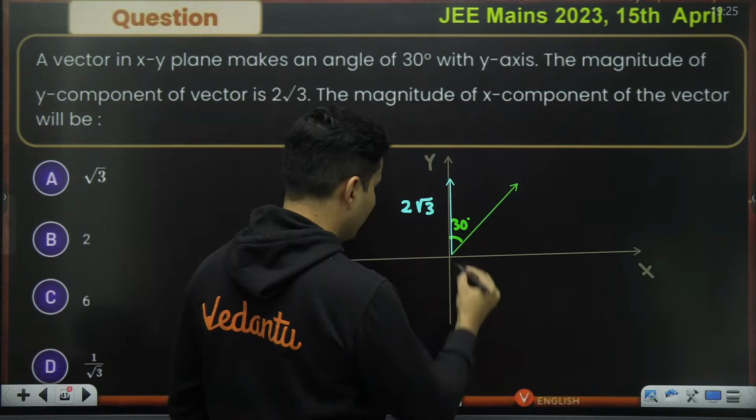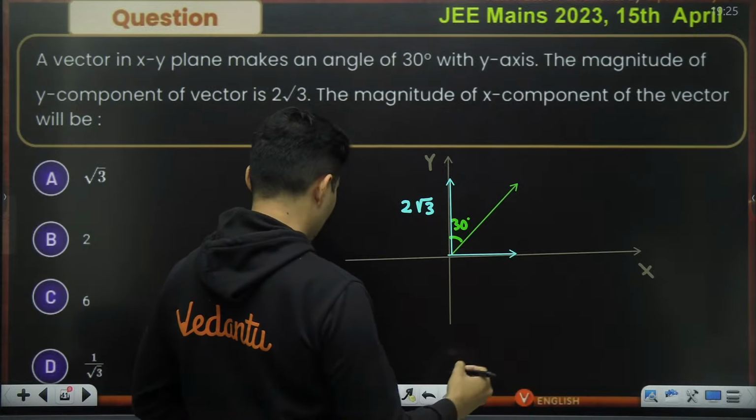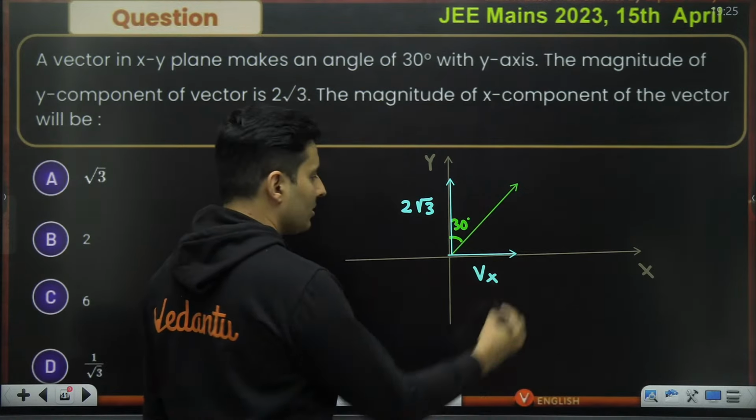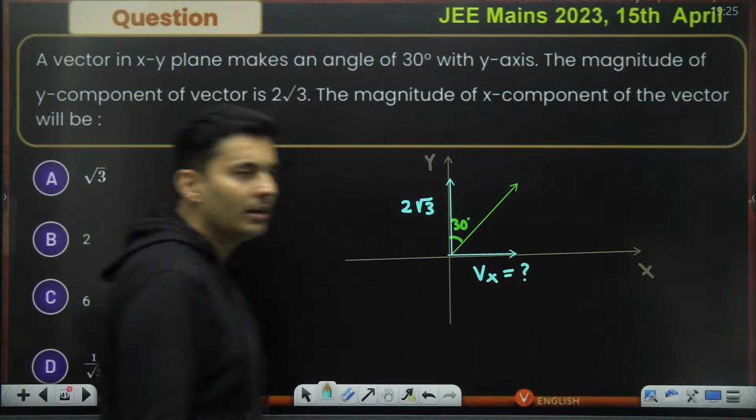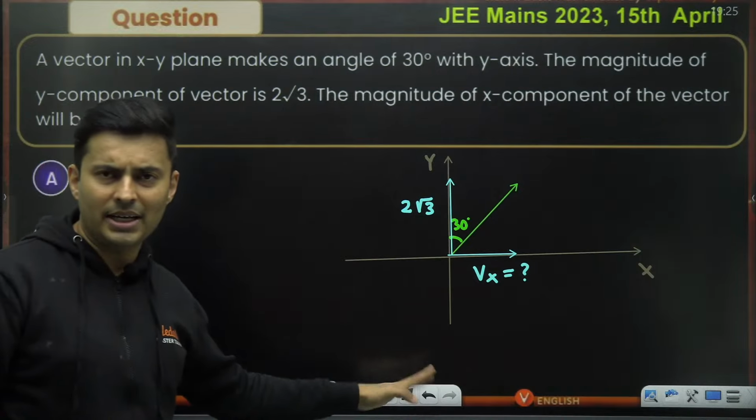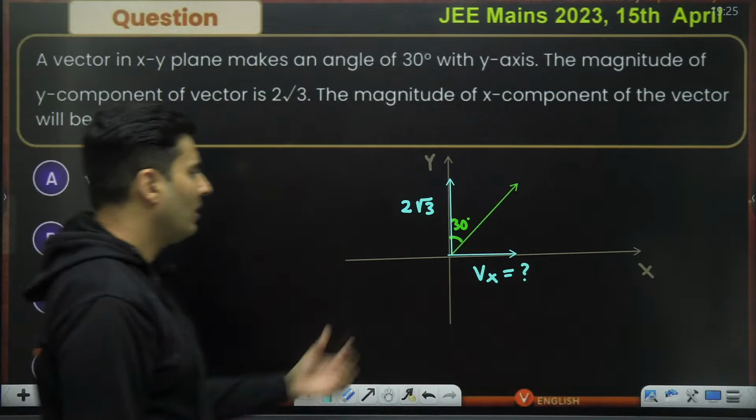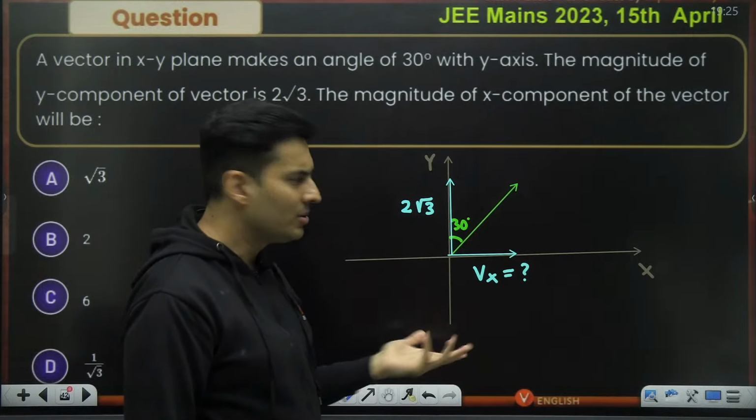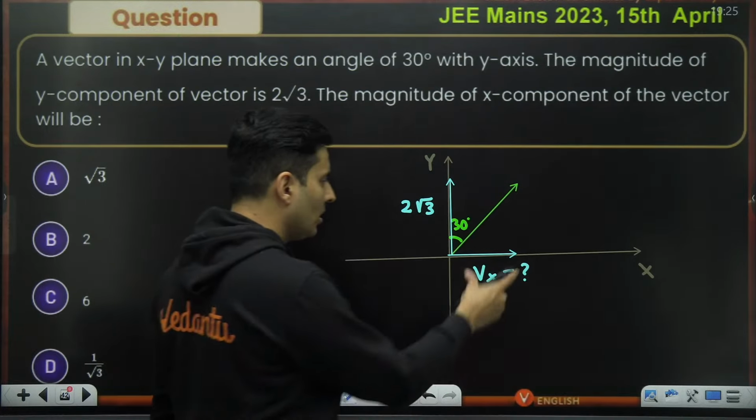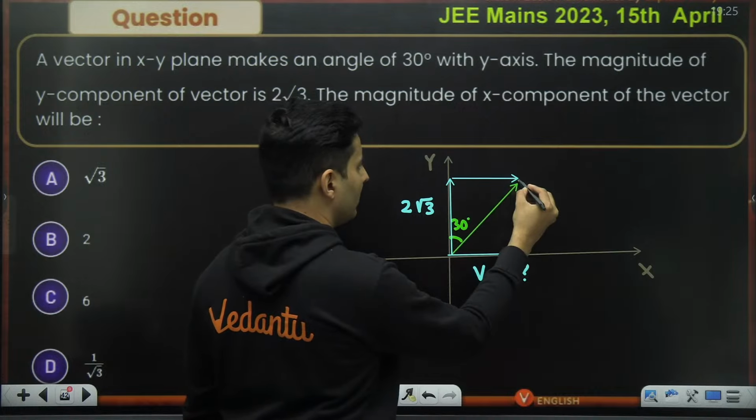So the x component will be obviously this one. This is your x component. They have asked how much the x component is. So first draw the diagram, then things will become easier. I have an idea. Why show the x component here? I think of using some trigonometric ratio. Shift this x component here, it doesn't matter.